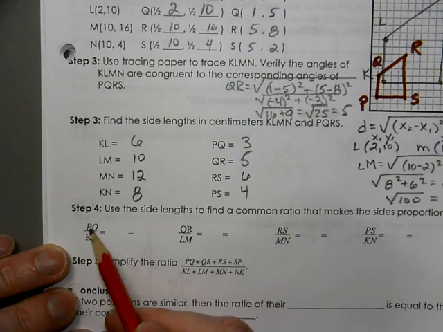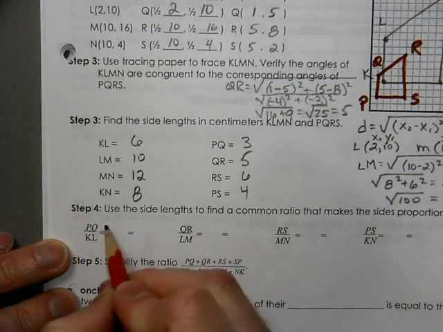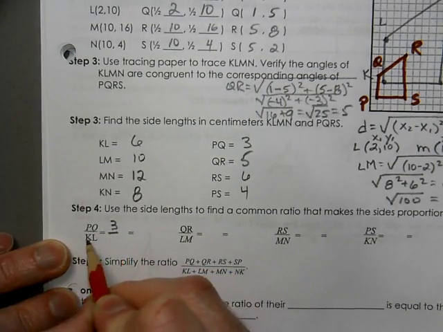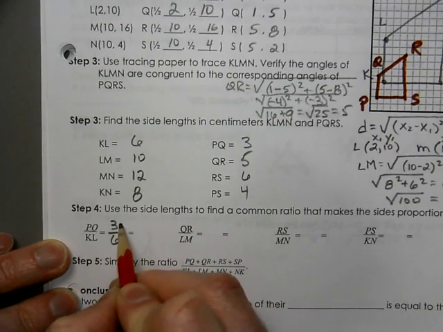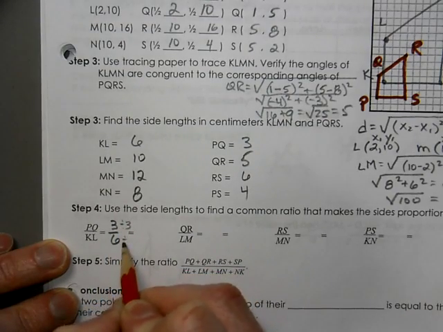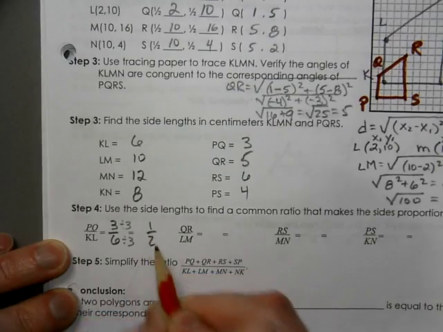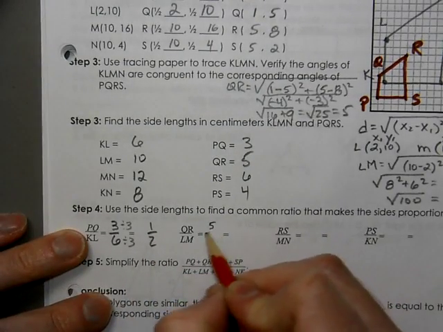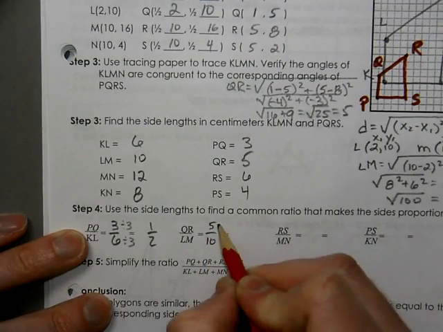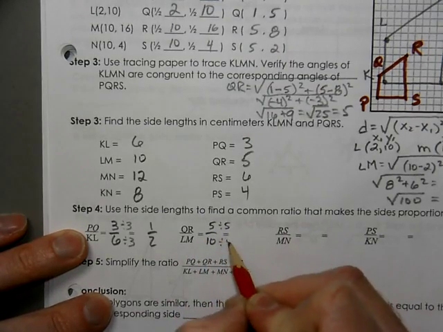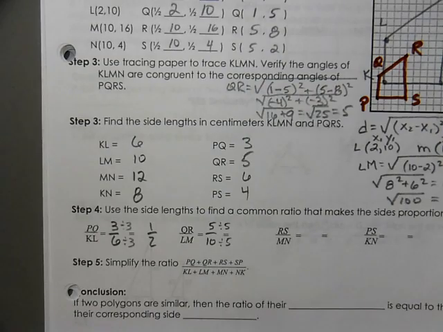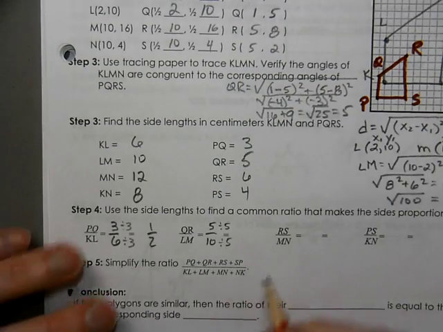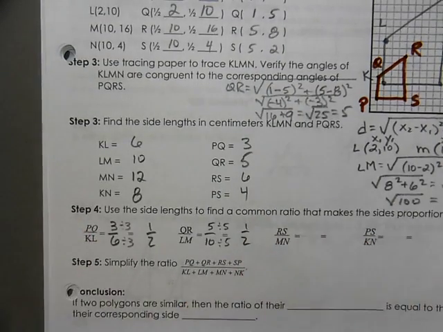So when we look at PQ, PQ is 3 and KL is 6, and of course by dividing both of those by 3, we get 1/2. QR was 5, LM was 10. By dividing both of those by 5, because that's the largest number that goes into both of those values, we get 1/2.